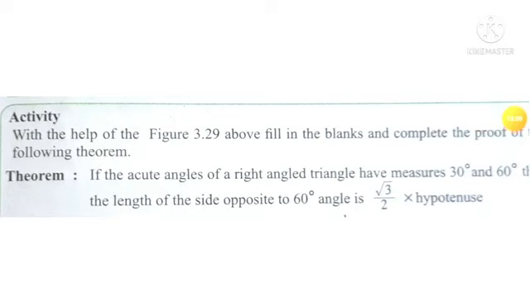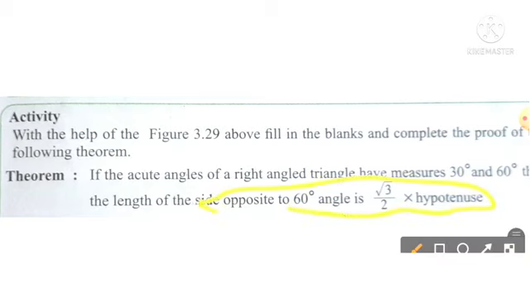Similarly, if the acute angles of a right angle triangle are 30 degree and 60 degree, then the length of the side opposite to 60 degree is, remember this, √3/2 into hypotenuse. You remember both these things.